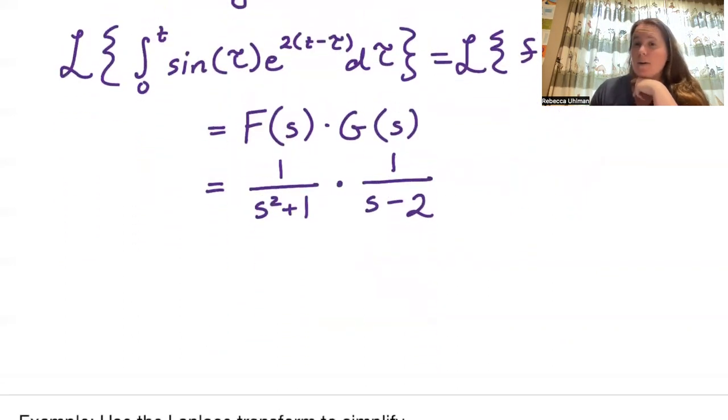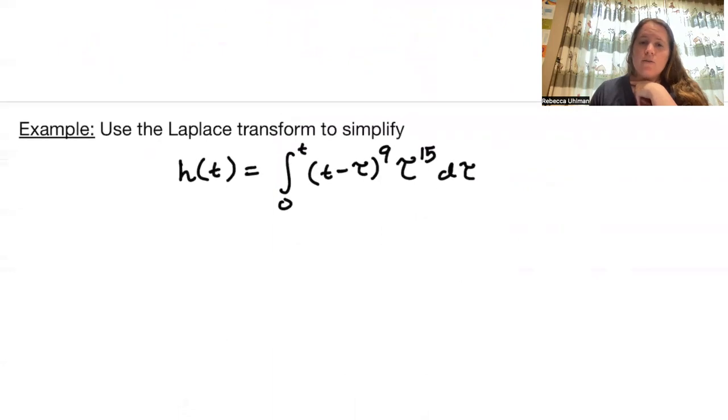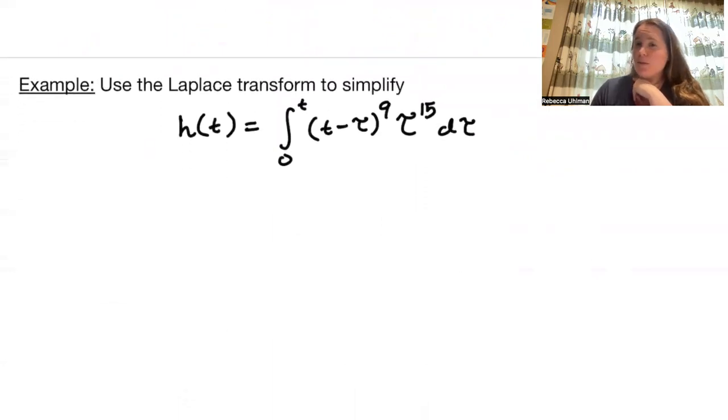So this is how we can go about taking the Laplace transform of a convolution. We can also use the Laplace transform to simplify and evaluate convolution integrals. So let's say that we have h of t is equal to the definite integral from 0 to t of t minus tau to the 9th times tau to the 15th d tau.